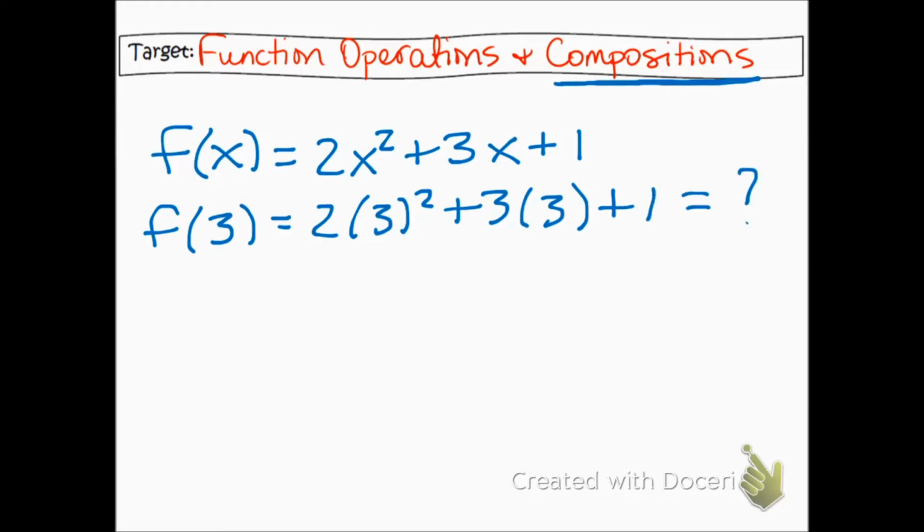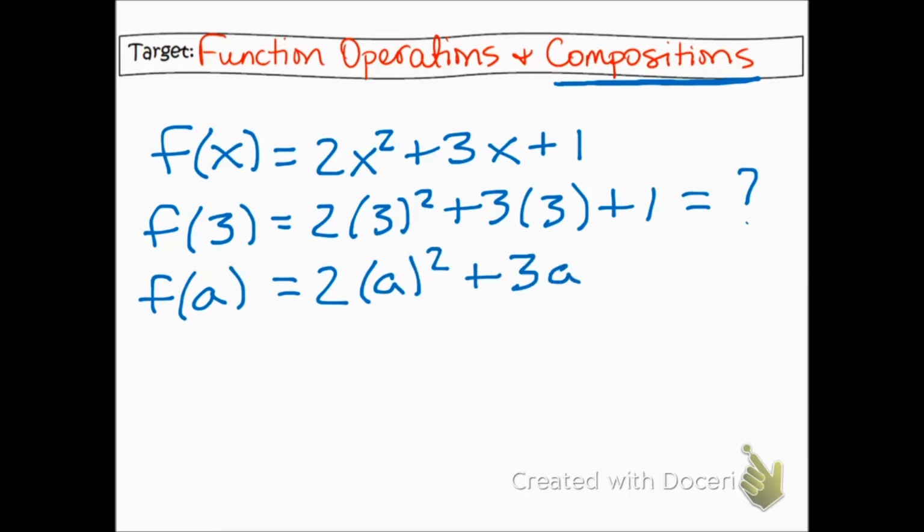If I asked you for f of a, well, I'm just going to replace x with a. The input is now a. Really what that's going to amount to is what our function looks like exactly up there with an a in place of x: 2a squared plus 3a plus 1. So it's no different really than what we started with. I just have an a as the input now.